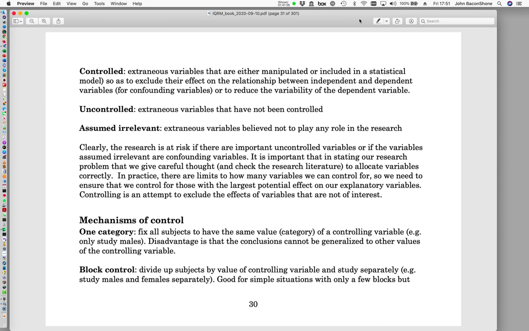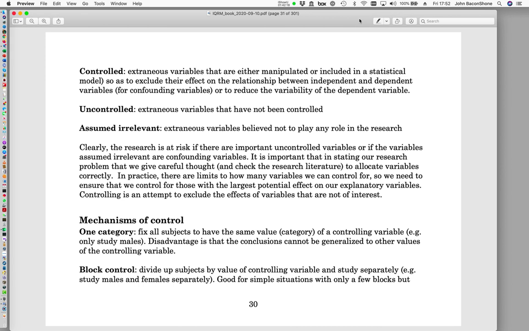We may also have control variables in order to try and reduce the variability. So even if we don't think these extraneous variables are connected to the research hypothesis, they may be things that we can use to reduce variability, such as, for example, genetics. We might believe that genetics has nothing to do with the independent and dependent variables, but within genetic groups, people are relatively similar. So we might control for genetics in order to try and reduce the variability.